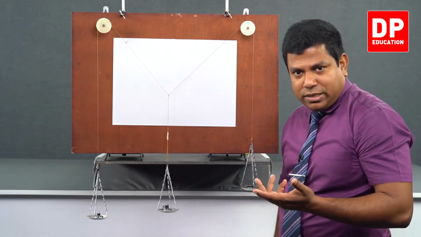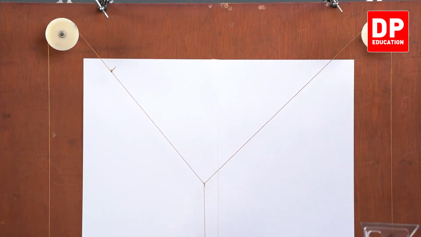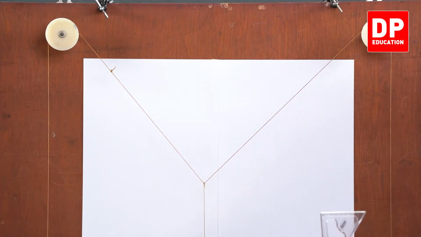We have two options. One option, you can use the set square. See, this is the set square. You can see there is a 90 degree here. There is a 90 degree in the set square.